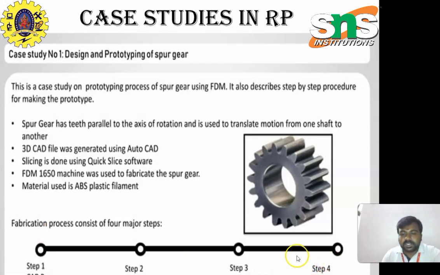These steps are the fabrication process. It consists of 4 major steps. The first one is the design process, another one is the .stl file conversion, and another is the slicing. After that, it is built into the final product.